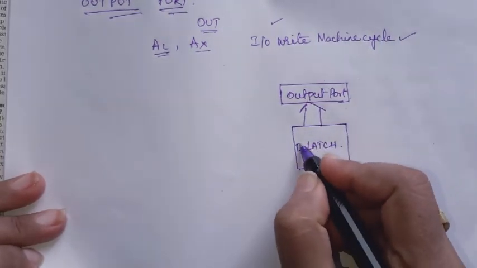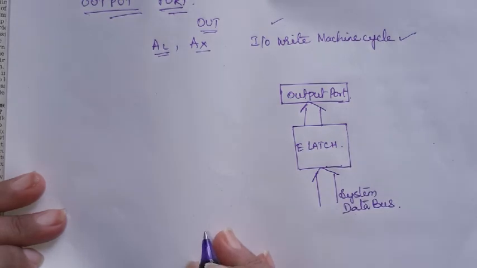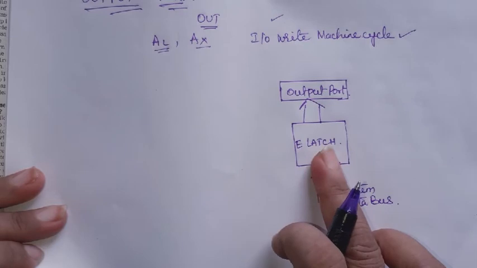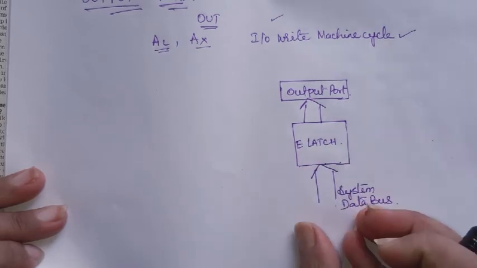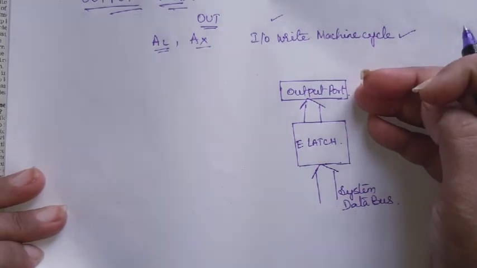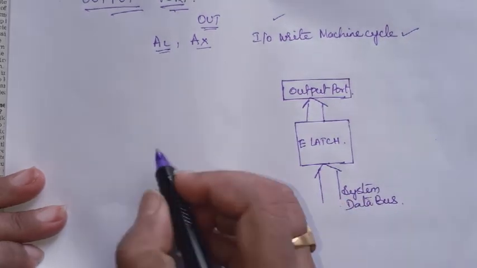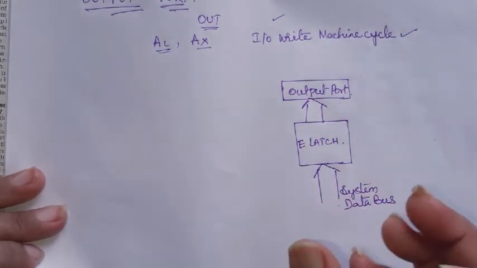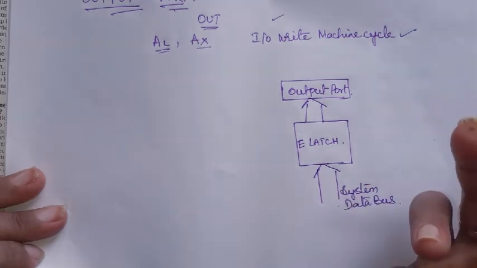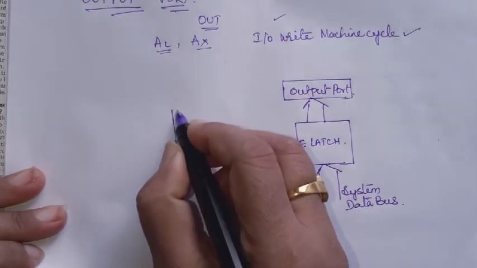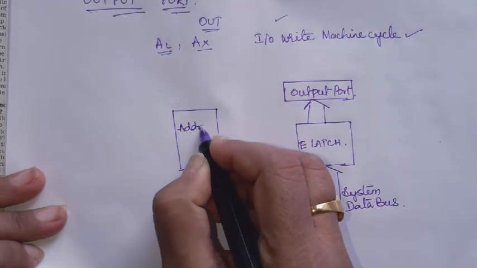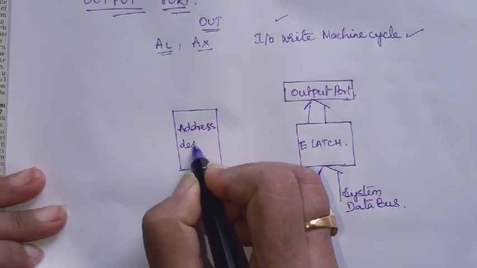Then this must be addressed. This will have an enable input. So this latch must be enabled so that the data is available on the output for the output port. To select this particular output port, you have to select one address, and that address must be decoded. So here, as in the case of memory, you also need an address decoder.